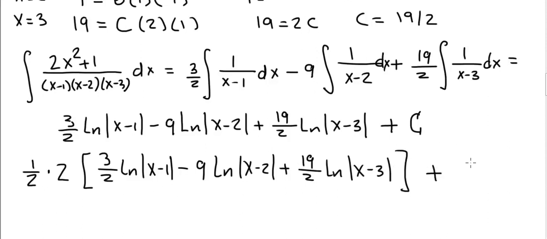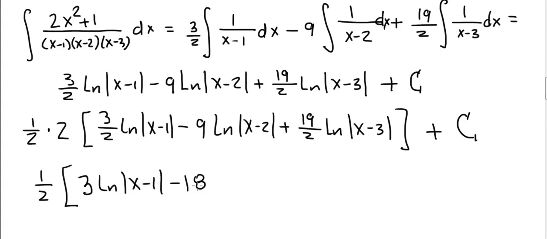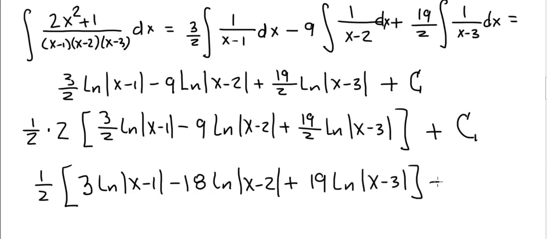C is unaffected because we can just relabel it, so leave the c on the outside of the brackets. Now send the 2 in. We have 1/2 times 3 times natural log of absolute value x minus 1 minus 18 natural log absolute value x minus 2 plus 19 times natural log of absolute value of x minus 3 plus c.